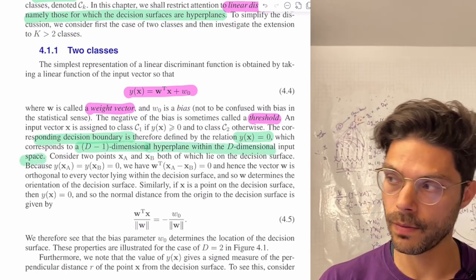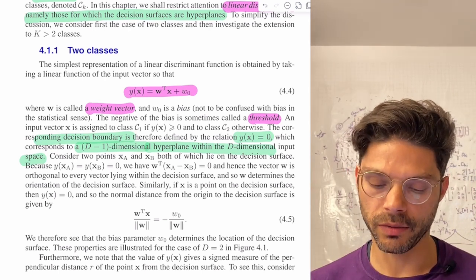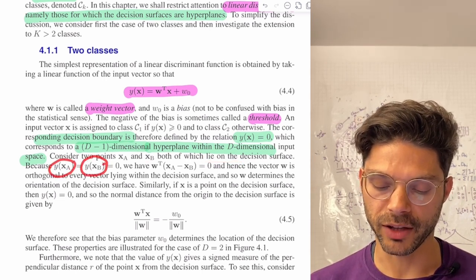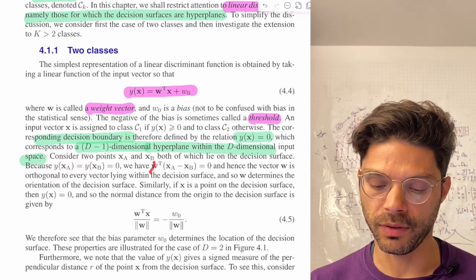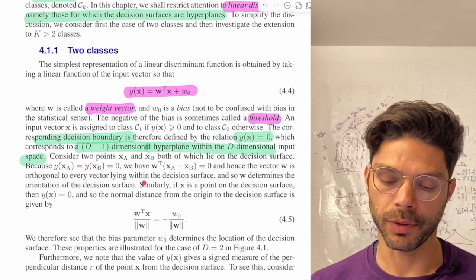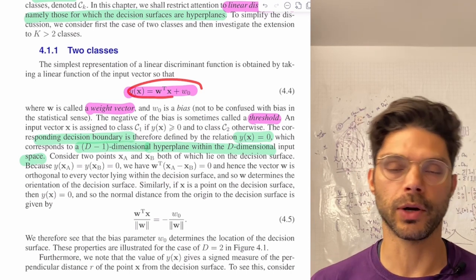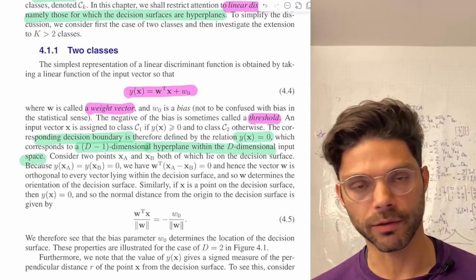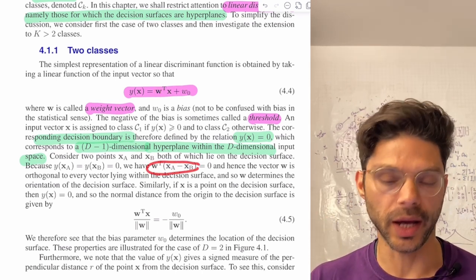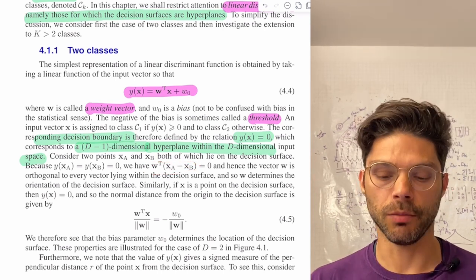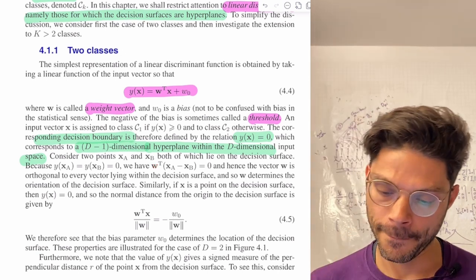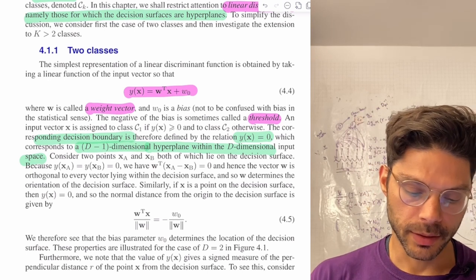Okay, great. Now consider two points, x_A and x_B, both of which lie on the decision surface. Because y(x_A) is equal to y(x_B), you just subtract, and w^T times the difference is 0. And hence the vector w is orthogonal to every vector lying within the decision surface. Because if you remember your equations for hyperplanes, from wherever you learned it in analytic geometry, w is going to be perpendicular to that surface, and the reason is that if you take any two points on that surface, then w is going to be perpendicular to the line that connects them. So let's just do that.